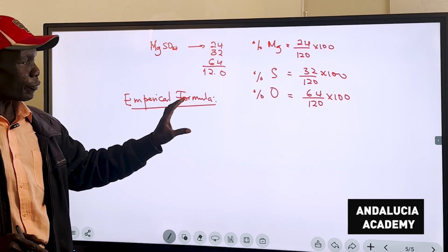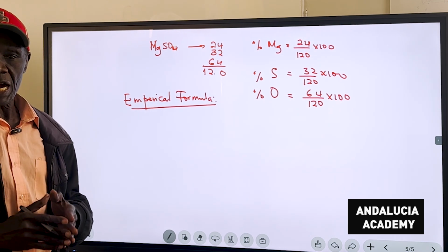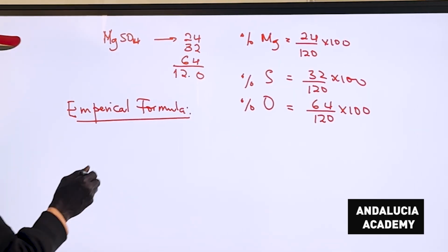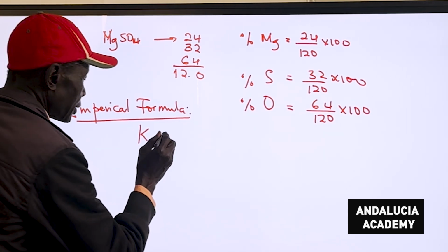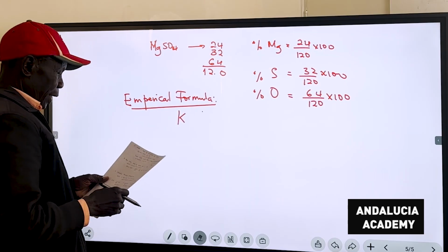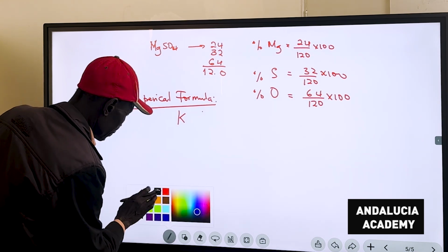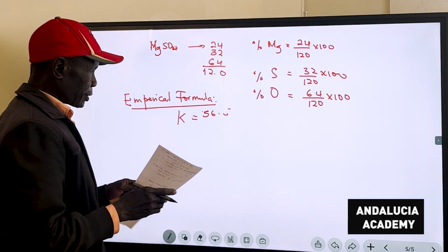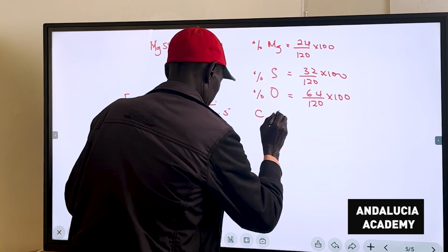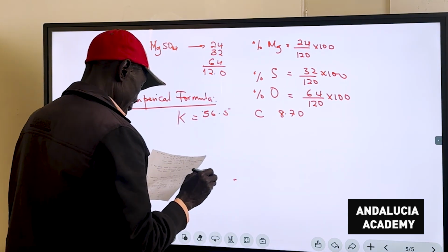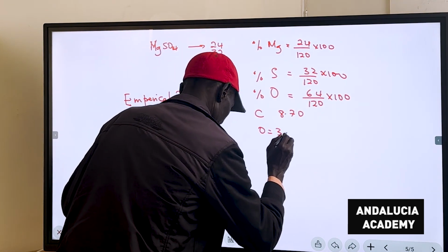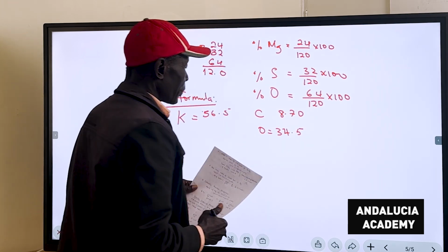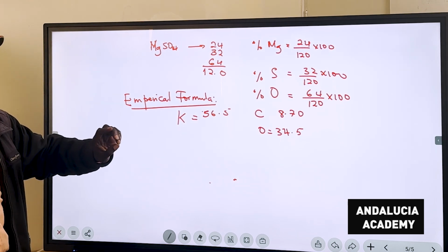So, in most cases, they will give you the amount of each element as a percentage. Let me have one here. I have a compound which contains potassium, and this time they gave it in masses. The mass of potassium is 56.5. And the mass of carbon is 8.70. And oxygen is 34.8. Remember, these percentages must add up to 100.